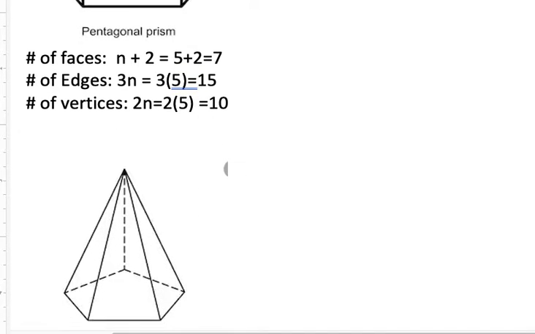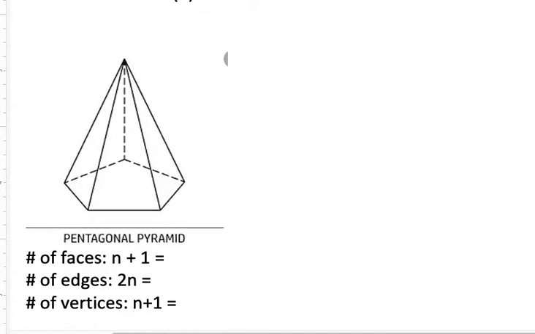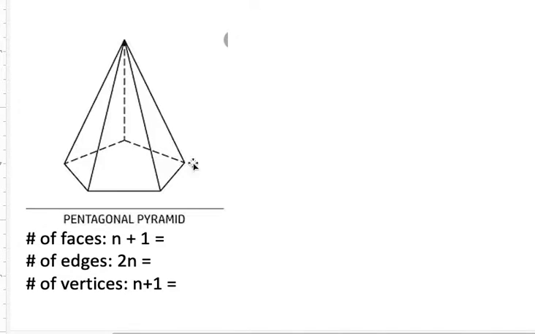What if I asked you about a pentagonal pyramid? So now here's the difference. You have a pentagon base, but then the sides all come up and form into one point at the top for a pyramid. So let's figure this out. Number of faces. This time you have a bottom, and then you have 5 sides, right? The bottom is the shape of a pentagon. The sides are the shape of triangles.